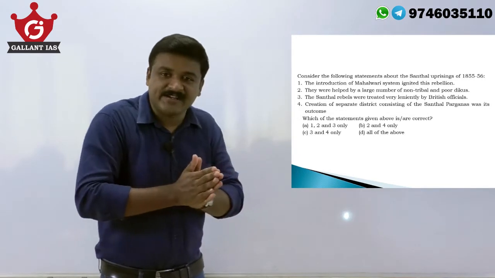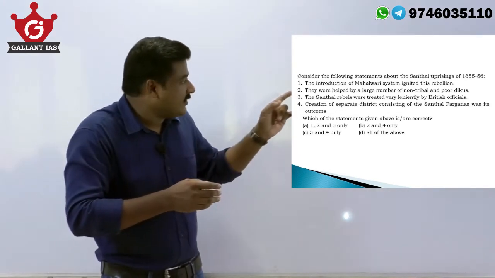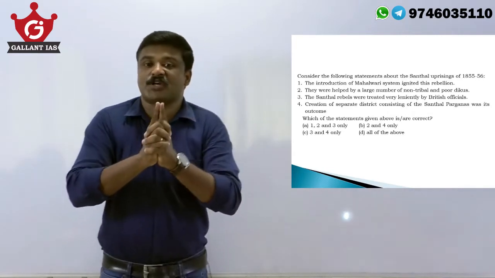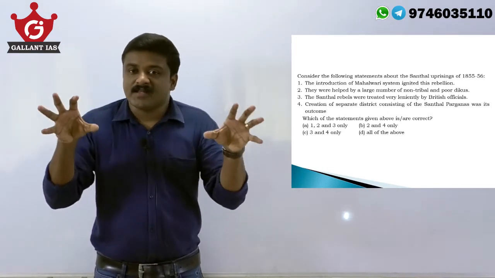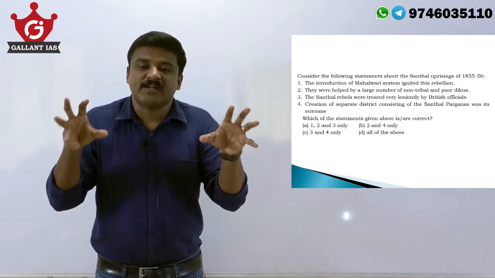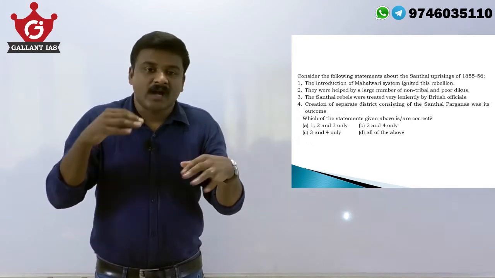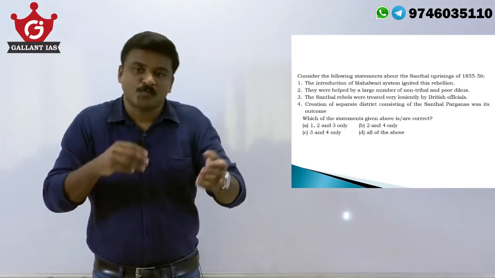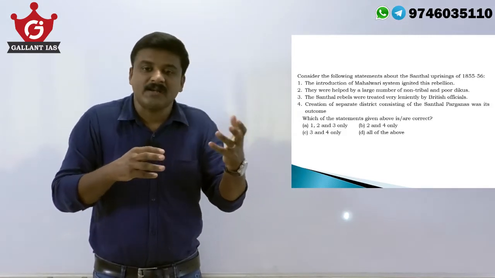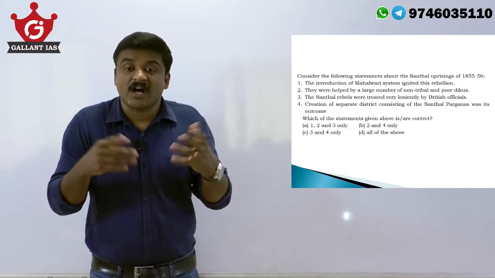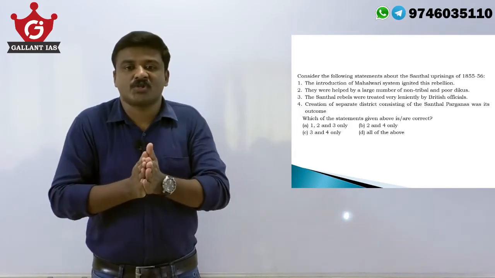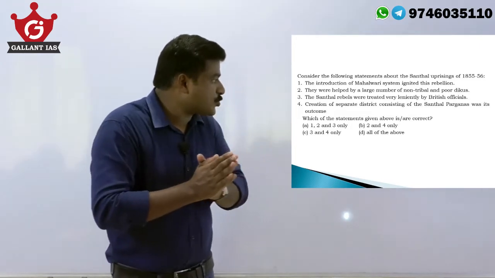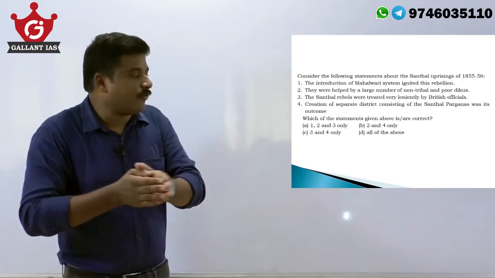Now you check the validity of the second or third one. They were helped by a large number of non-tribals and poor Dikus. That is a correct statement. These Sandal rebels were supported by outsiders also, non-tribals also. For example, the weavers, potters, spinners, fishermen, and carpenters all supported the Sandals in their fight against the British. So the second statement is the correct one. So your answer will be 2 and 4 only. B is the answer.